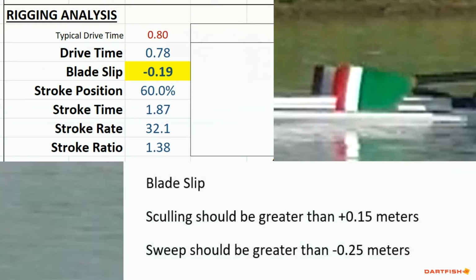For example, a blade slip of negative 0.19 meters does not appear effective, and we must look at the stroke position and/or the rigging load for analysis.